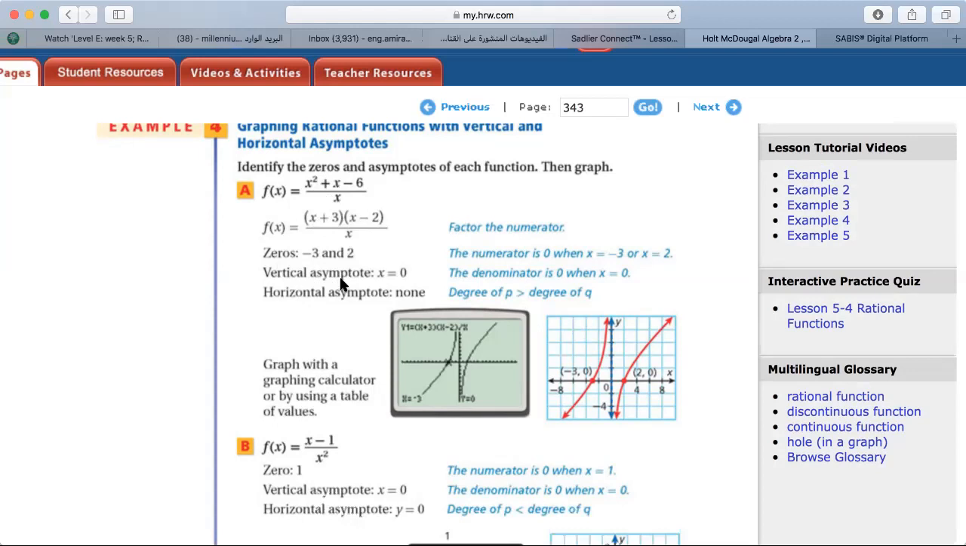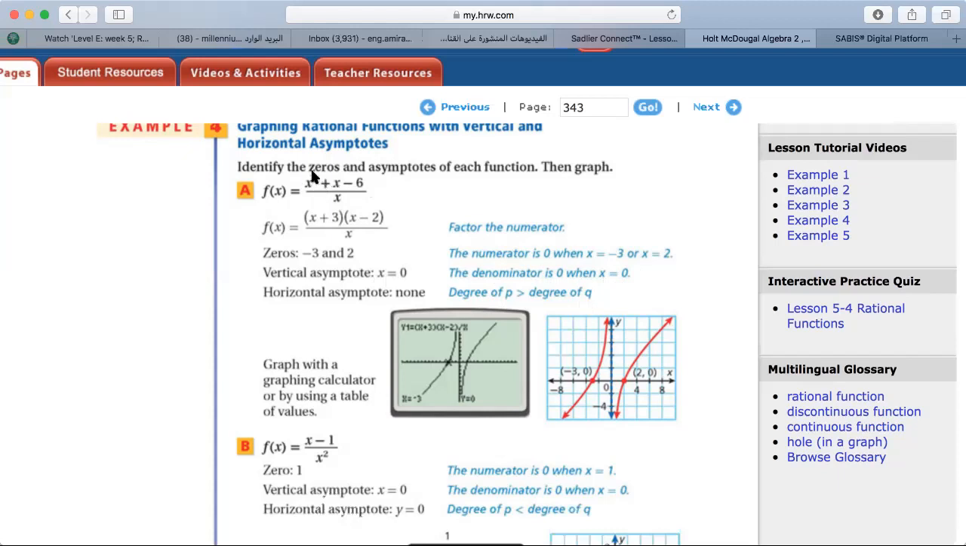The vertical asymptote is the value of h, and I don't have one here, so it is equal to 0. The numerator is 0 when x is equal to -3 and x is equal to 2. The denominator is 0 when x is equal to 0. The degree of polynomial p is greater than the degree of polynomial q. Let's see here. Yes, the greatest degree here is 2.